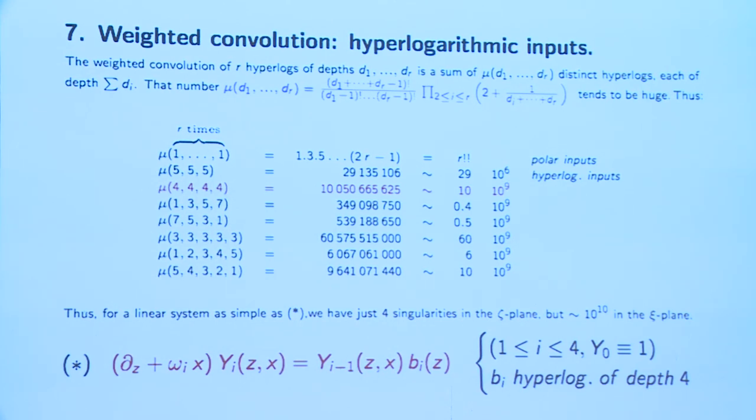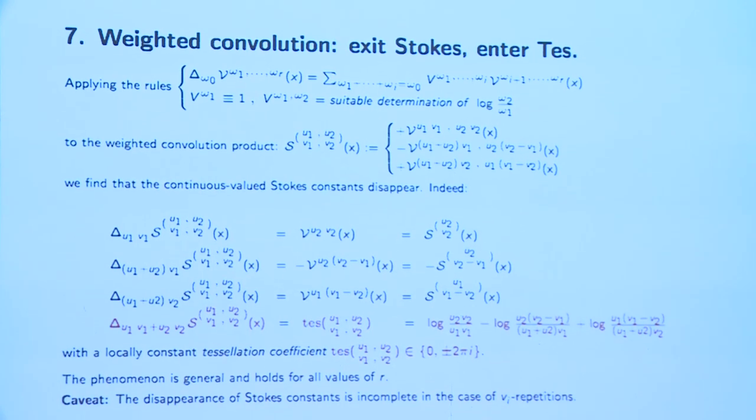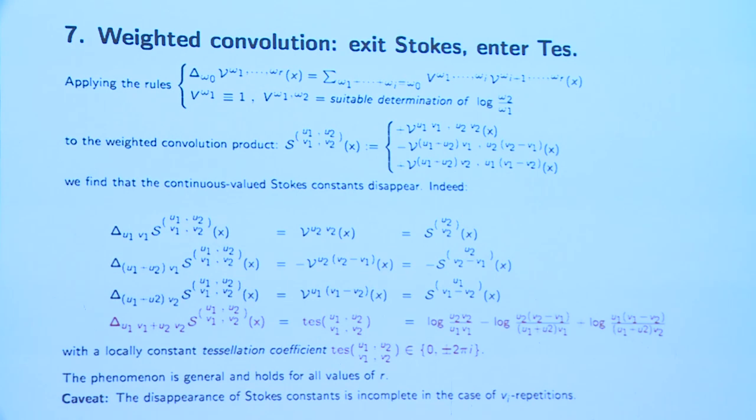So there is a formula for calculating the weighted convolution of hyperlogarithms, and since they can approximate anything, we can take the weighted convolution of anything. So now here comes the main surprise. I want at least to be able to describe this very strange object, what replaces the Stokes coefficient, the tessellation coefficient, and their essential discreteness.